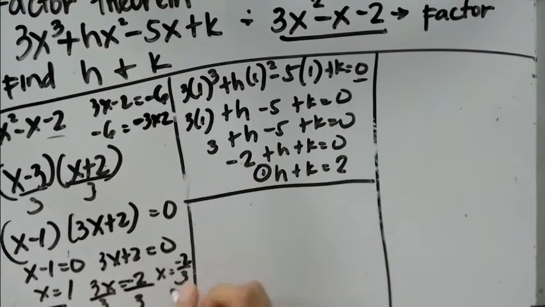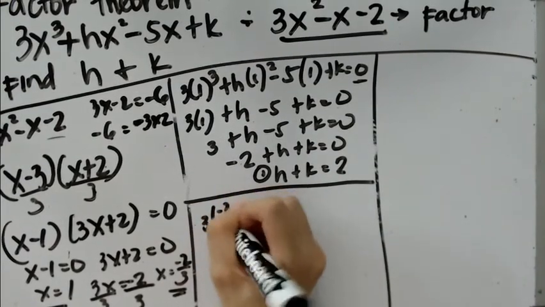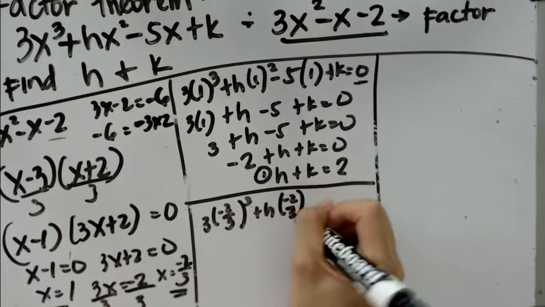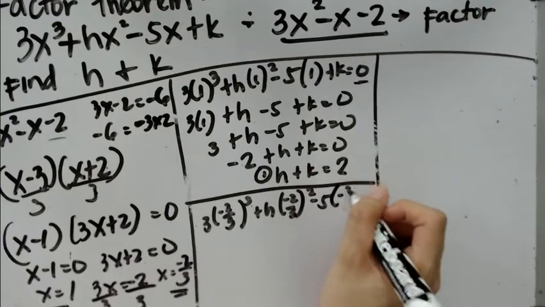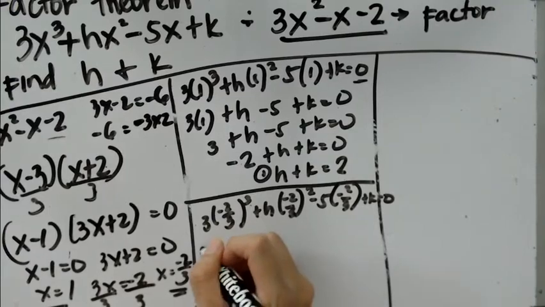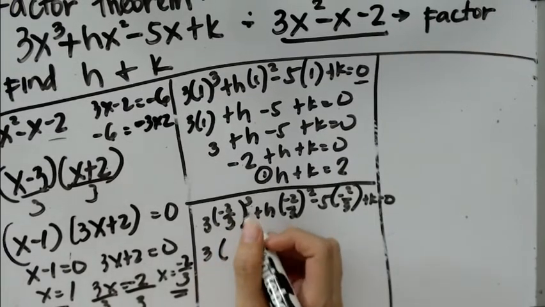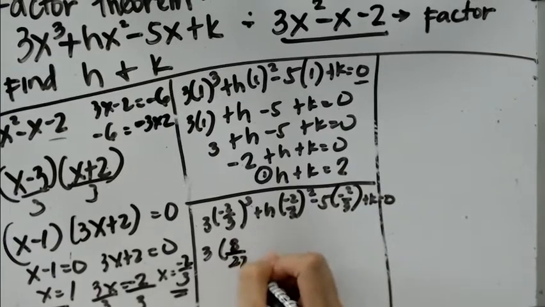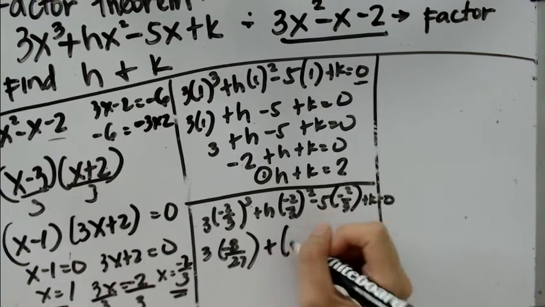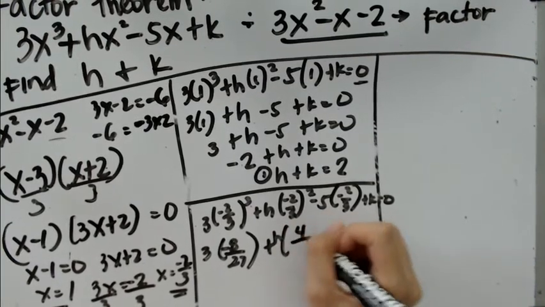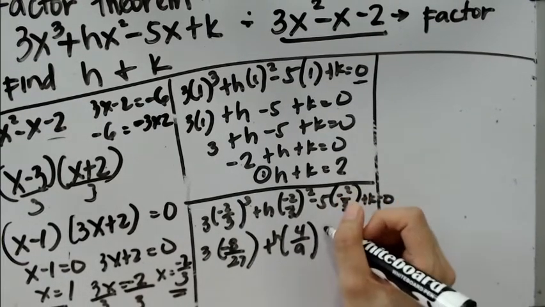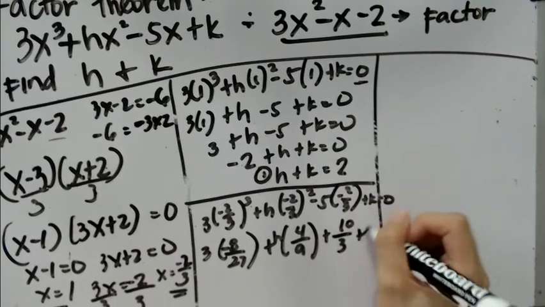Next, we're going to use negative 2/3. 3 times negative 2/3 cubed plus h times negative 2/3 squared minus 5 times negative 2/3 plus k is equal to 0. It becomes 3 times negative 2 raised to 3, which is negative 8 over 27, plus h times positive 4 over 9. This becomes negative times negative 2, positive 10 over 3 plus k is equal to 0.